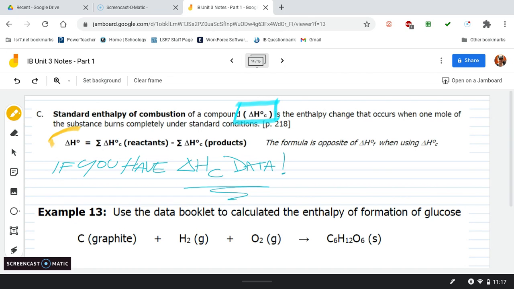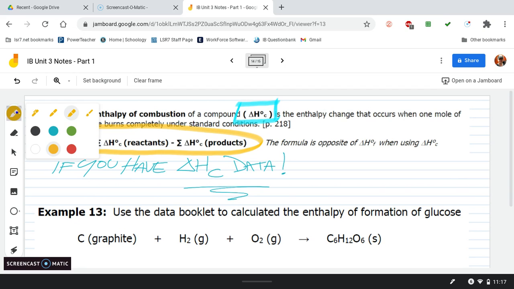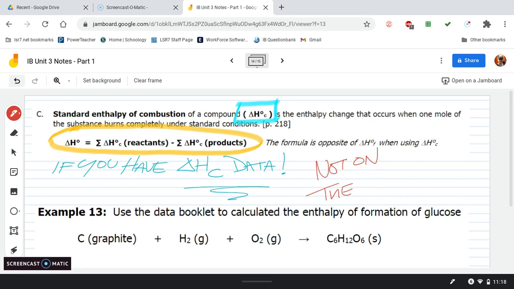So what is going on here? Instead of products minus reactants, it's reactants minus products. This rarely ever comes up, okay? It almost never comes up. So I want you to write down that this is not on the unit test. It could be on the IB test, but it's really sneaky if they do that. So this is just something to come back to and study before the IB exam. It might be on the IB exam, but you have to have combustion data.